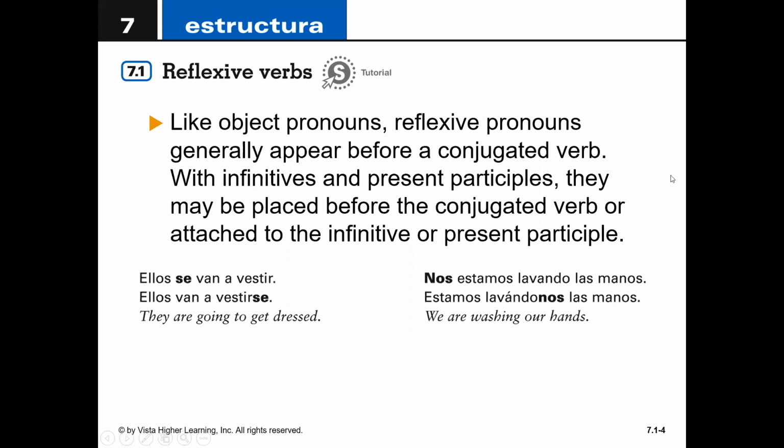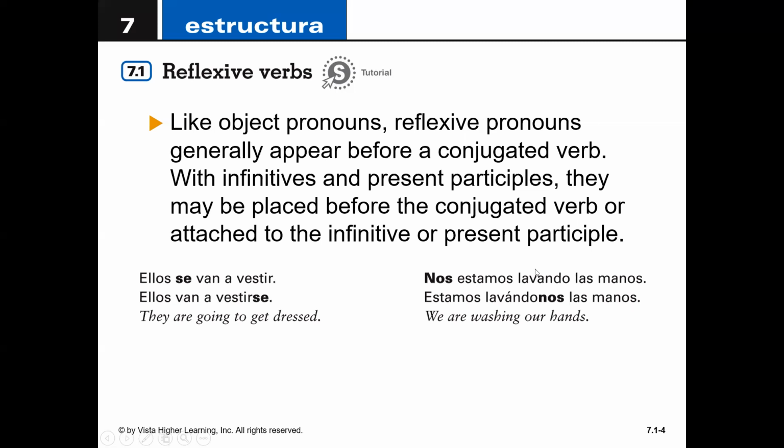So like object pronouns, which we looked at in last chapter, or chapters 5 and 6, actually, where you place these depends on a few things. If you have a conjugated verb with the reflexive verb, you can put it in front of it, as down here, ellos se van a vestir, or you can connect it to the end, ellos van a vestirse. And like all the other ones, there's no change in meaning. They both mean they are going to get dressed.